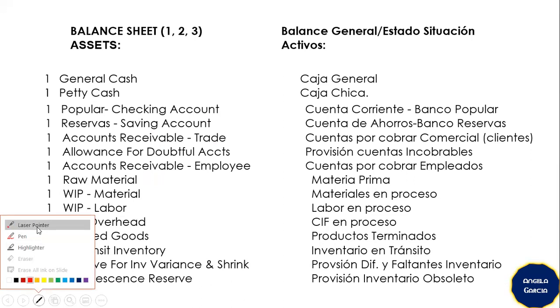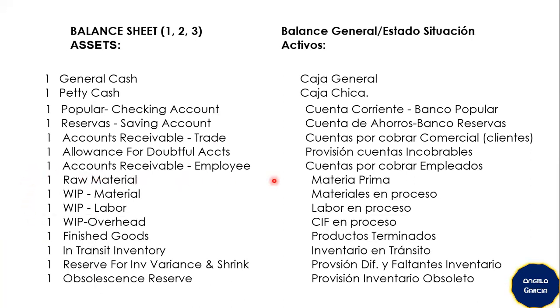Let's see now the group of accounts for inventories. This is like an inventory for a manufacturing company. You can have a simpler one for a commercial company, for example, or for a service company. For a manufacturing company, you need a raw material. That is the account that we use when you receive material to make products.